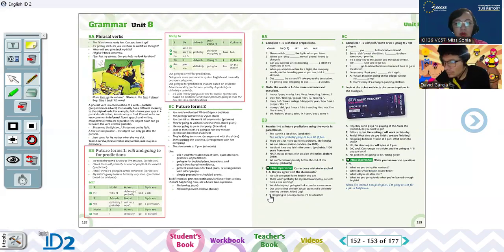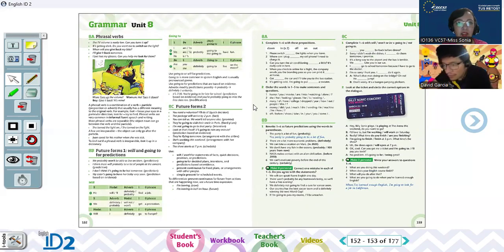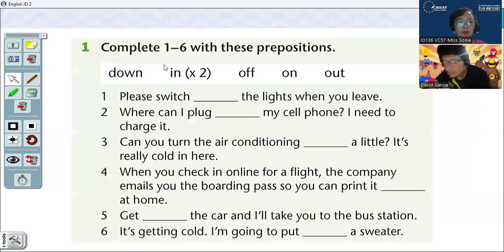Here, phrasal verbs, page 153, right? Okay. Complete with the prepositions. What will be the correct preposition in number one? So you have to use down, in twice, off, on, once, and out.